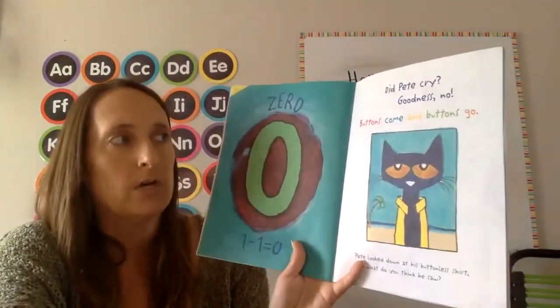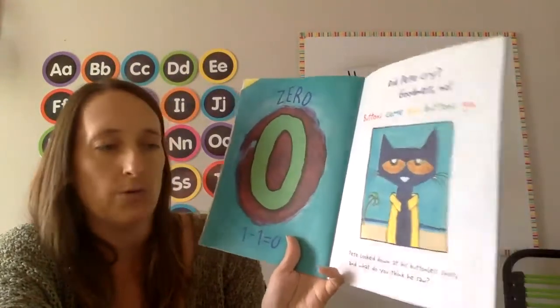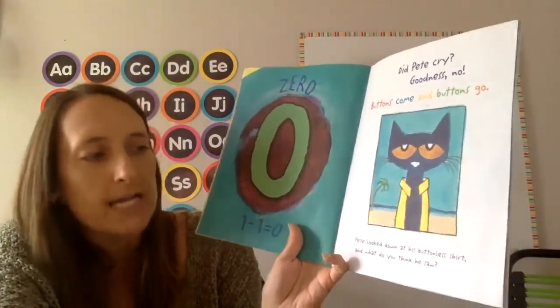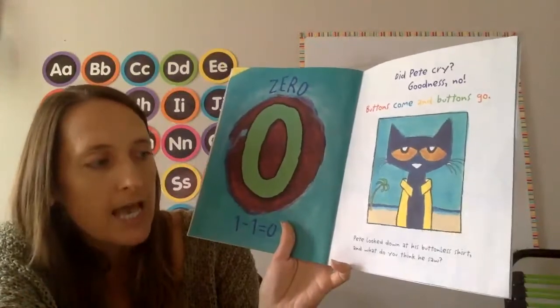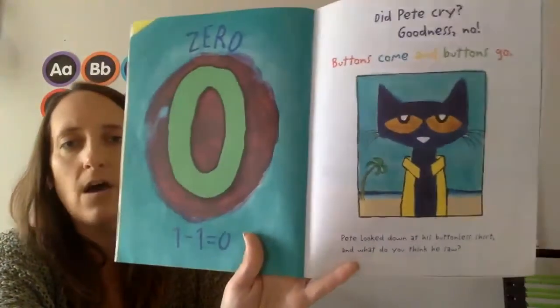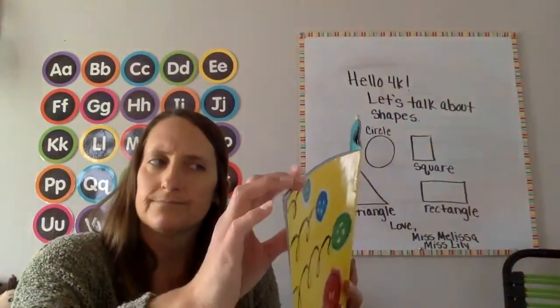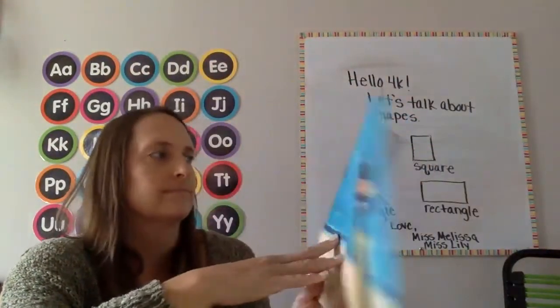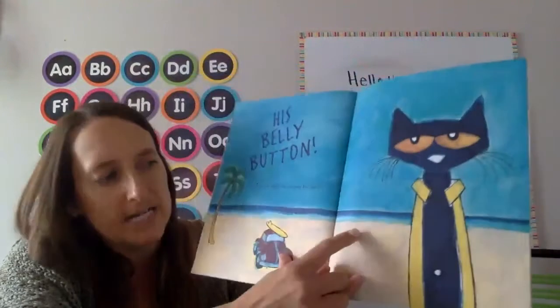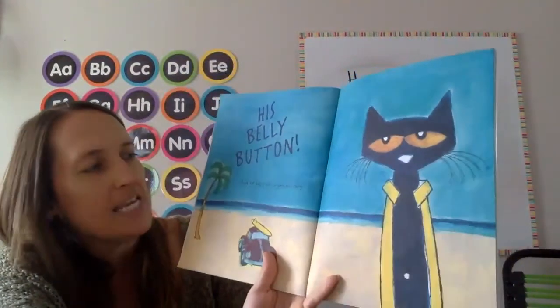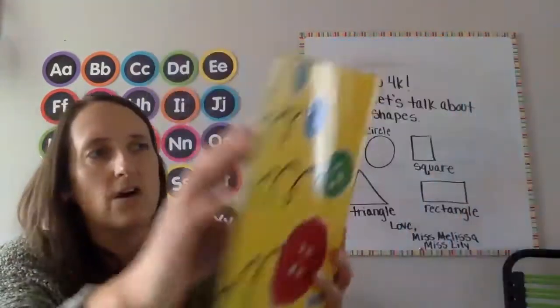Did Pete cry? Goodness no. Buttons come and buttons go. Pete looked down at his buttonless shirt, and what do you think he saw? What do you think he saw? His belly button. And he kept on singing his song.